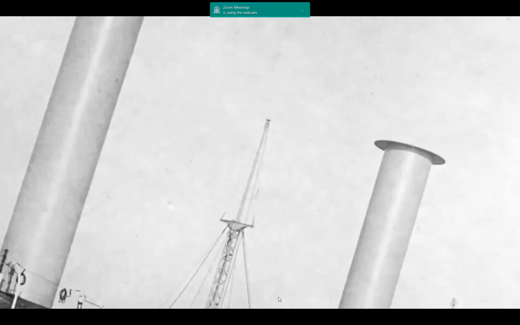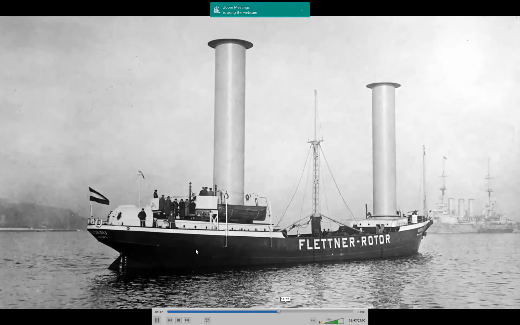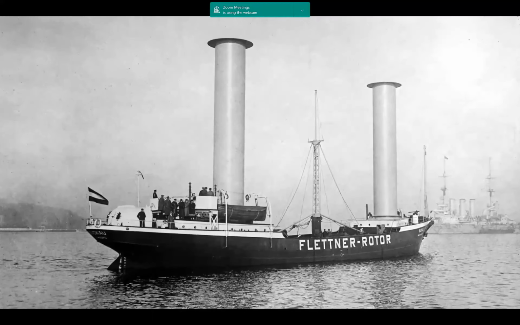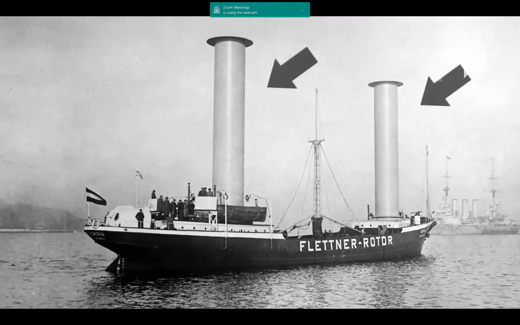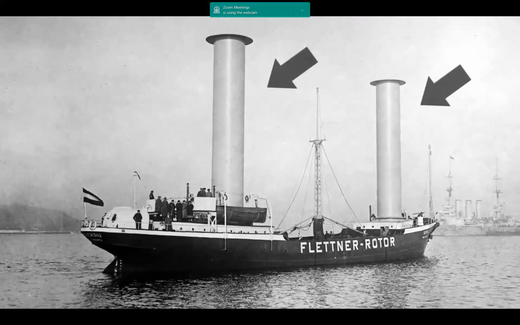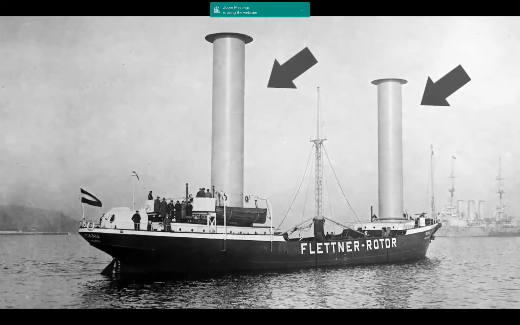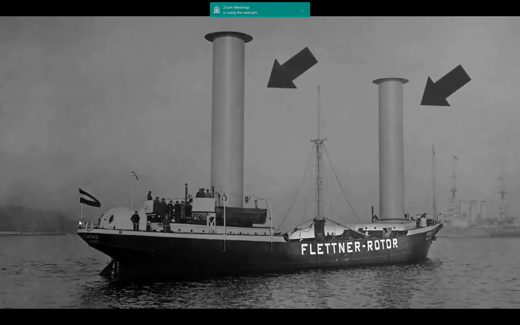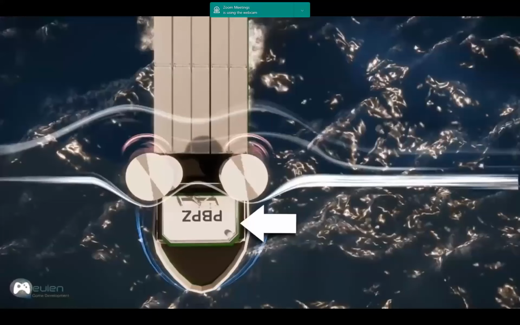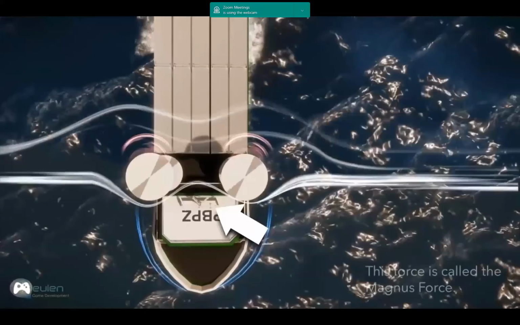Perhaps. This is a sailboat. I know it doesn't look like a sailboat, but those aren't chimneys. They are spinning cylinders called Flettner rotors, and they take the place of the sails. They deflect crosswinds using the Magnus effect to propel the ship forwards.